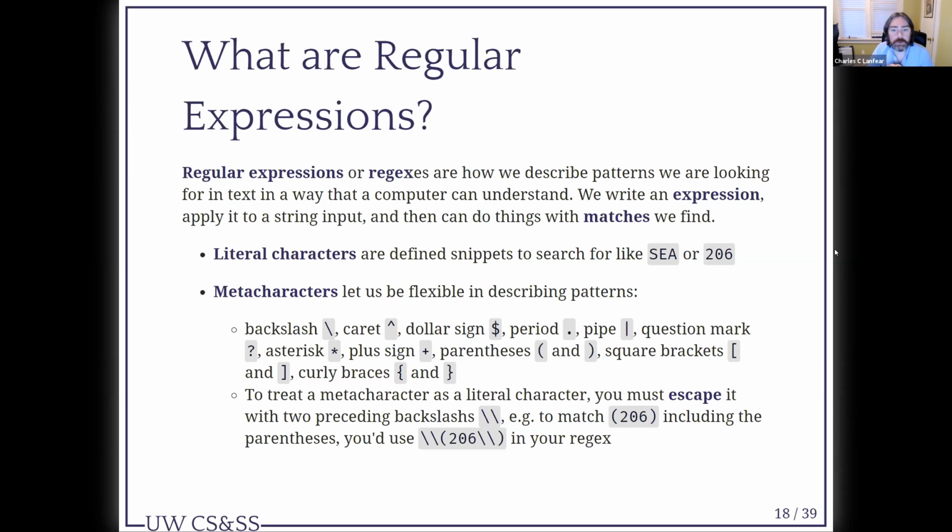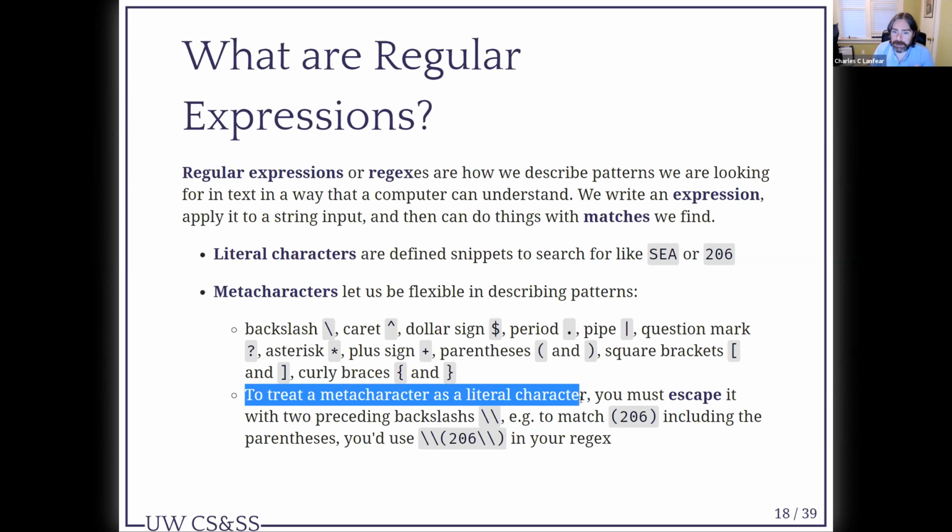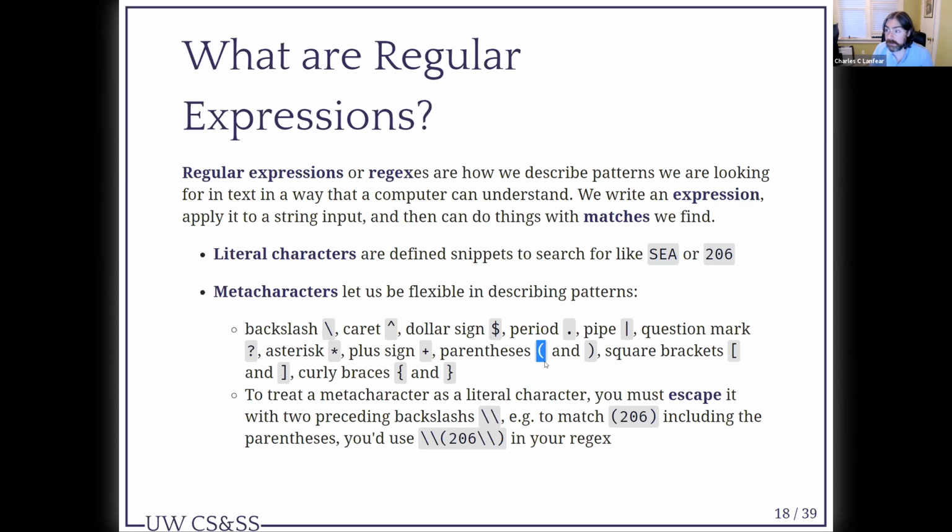Meta characters include lots of different things. Backslashes, carets, dollar signs, periods are a meta character. If you want to search for a period, you can't just put a period. There's also pipes, parentheses, brackets, squigglies, you name it. These are all meta characters that give your regular expression some special instructions on how to behave. Okay. If you want to treat one of these meta characters as a literal character, that is, you actually want to search for a parenthesis, you have to escape it.